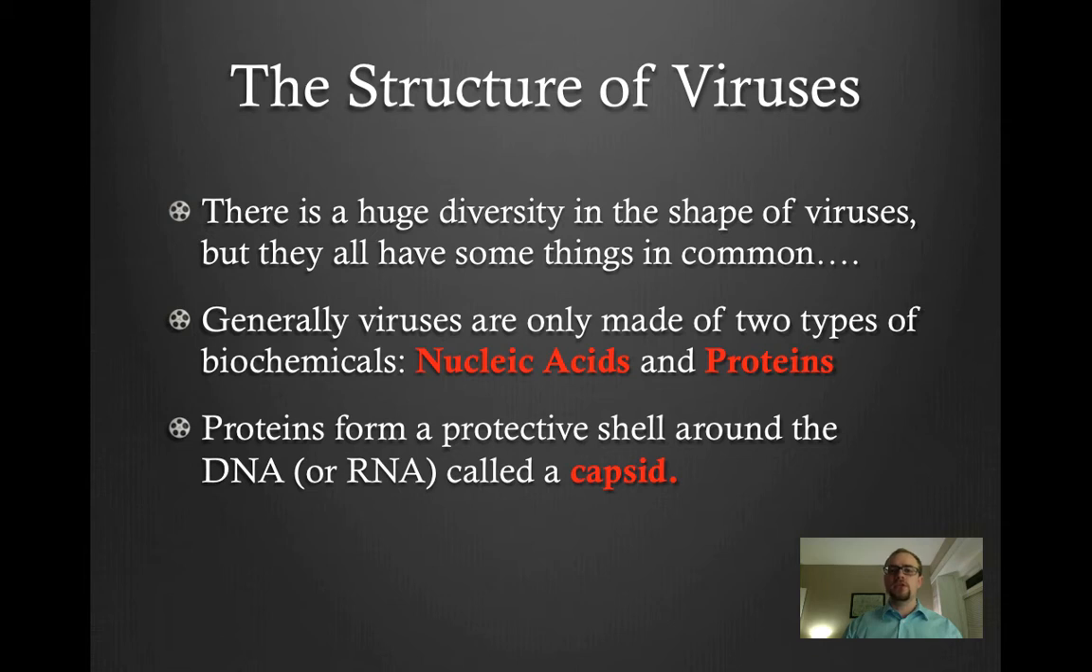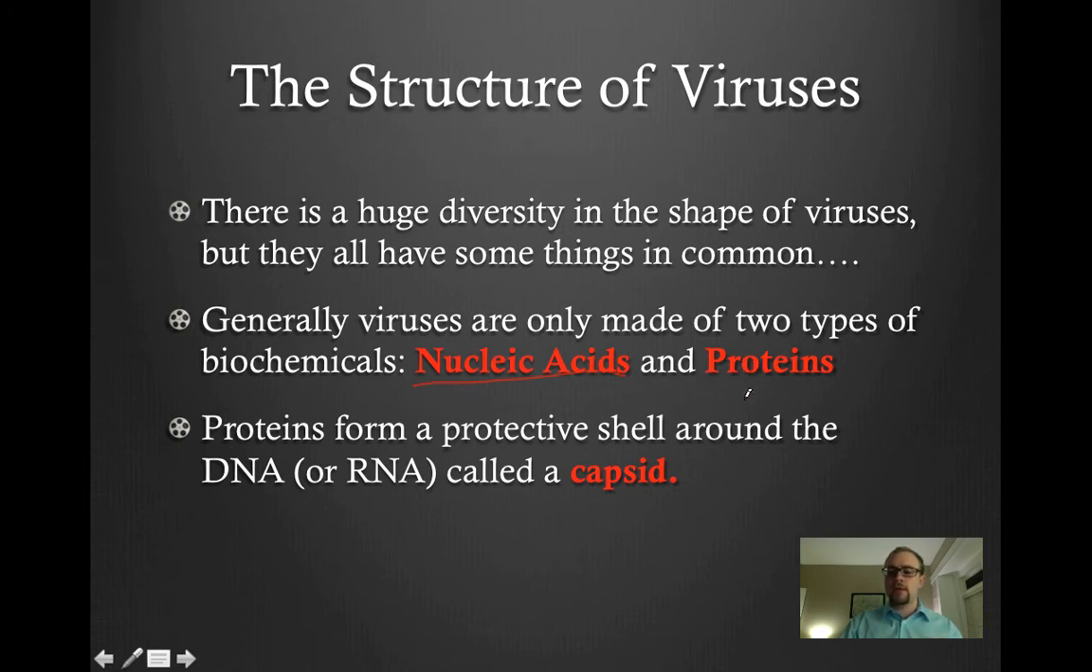Alright, so now let's go into the structure of viruses. So there's a huge diversity in the shapes and sizes of viruses that are out there, but they all have some things in common. So generally, viruses are only made up of two types of biochemicals. So these two types of biochemicals are nucleic acids. So remember, nucleic acids can be, for example, like DNA. So DNA is one type of nucleic acid. Another type is RNA. So we've talked about both types of these nucleic acids in our genetics unit, so it should just be a recap for you.